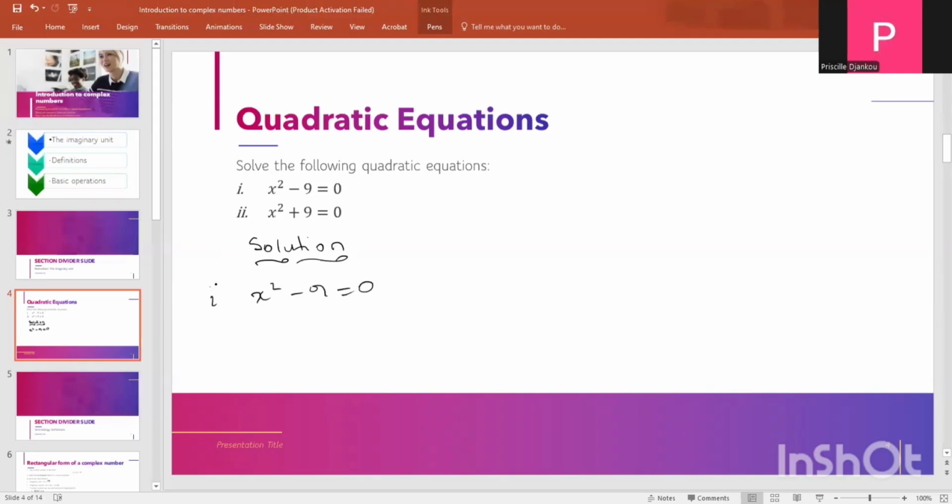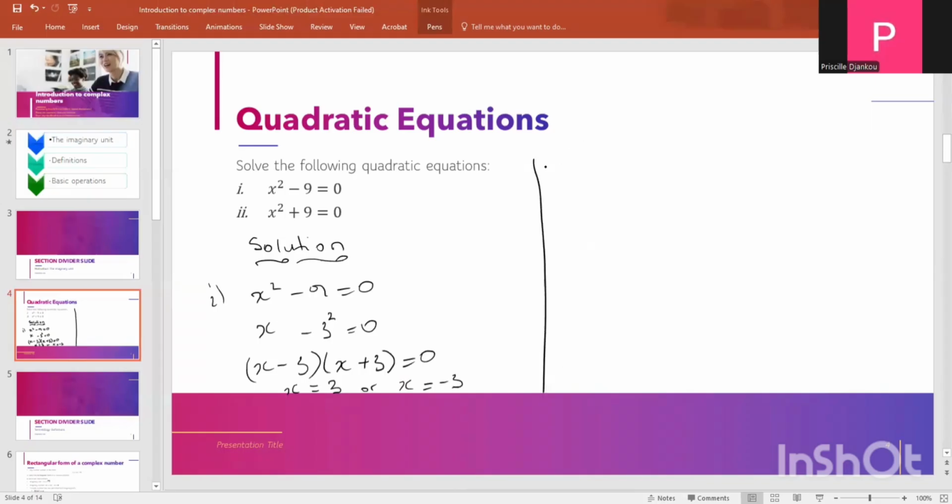So the solution to this first equation, x squared minus 9 equals 0, is the difference of two squares, right? x squared minus 3 squared equals 0. So we're going to have x minus 3 times x plus 3 equals 0. Therefore, we have x equals 3 or x equals minus 3. These are two real roots, right?